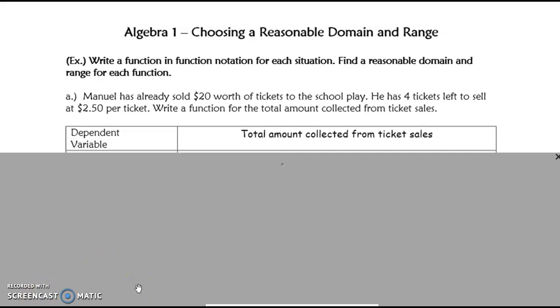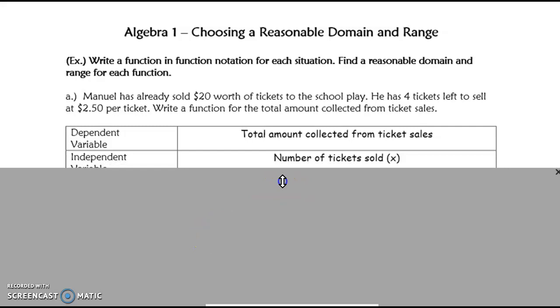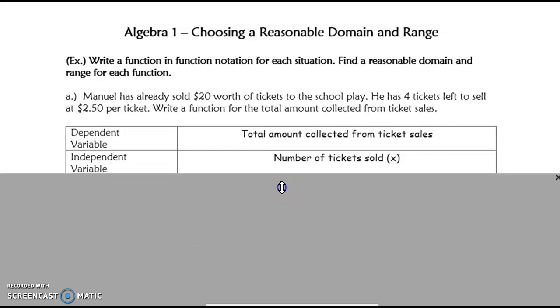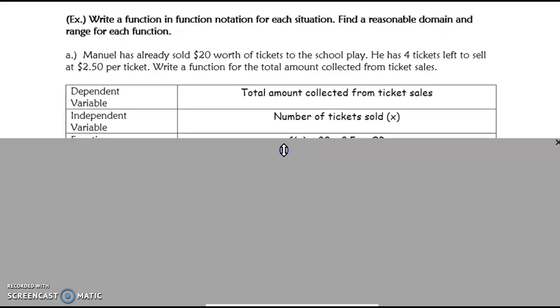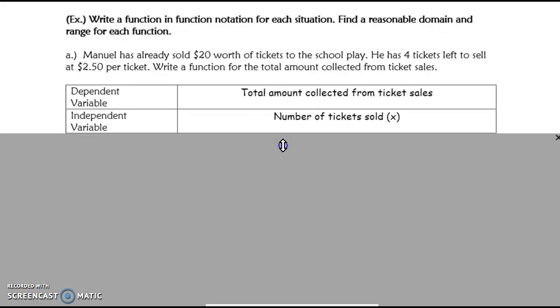What is the total amount going to depend on? How many tickets you sell, the number of tickets sold. So we're going to call that our independent variable. Okay, function. So we know we've sold $20. Take a guess at what you think the function will be. f of x will be what? What do you think that's going to be for your function?